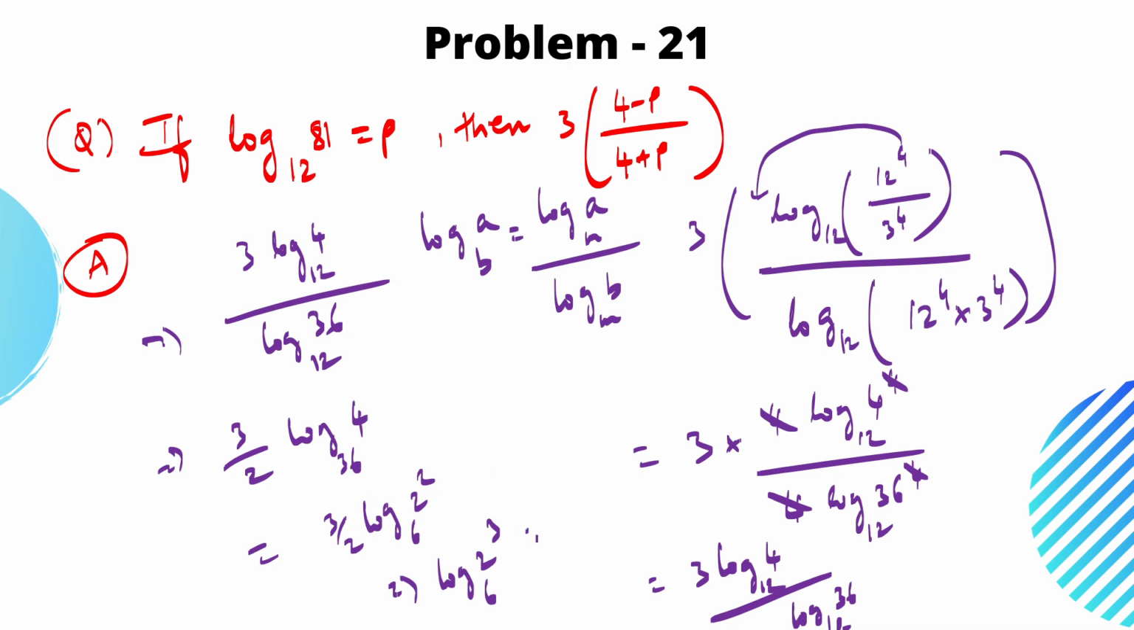So this will be equal to log 8 to the base 6. 2 cube, so what is the final value? Log 8 to the base 6 is the value of this one.